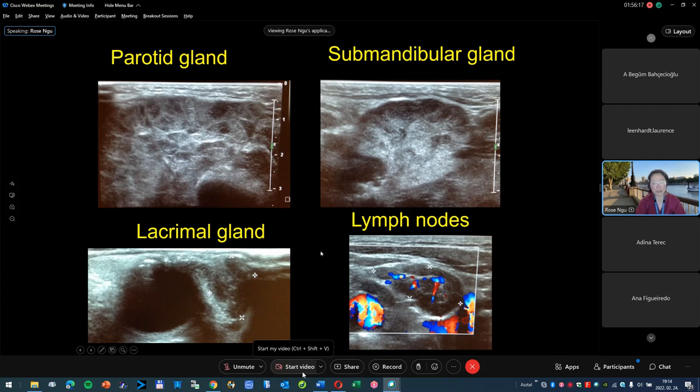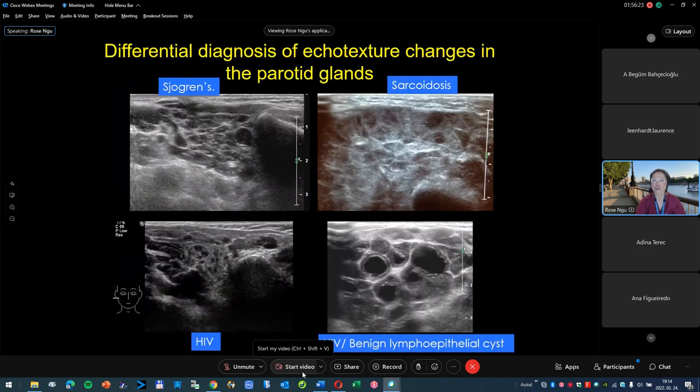Can you think what he has? Yes, he has sarcoidosis. This is what sarcoid looked like. So, when you see a salivary gland looking like Sjögren's or sarcoid, they could be of different pathology. They can also be HIV. HIV can present in different stages. You can have changes mildly like this, or they can present with benign lymphoepithelial cysts, numerous of them.